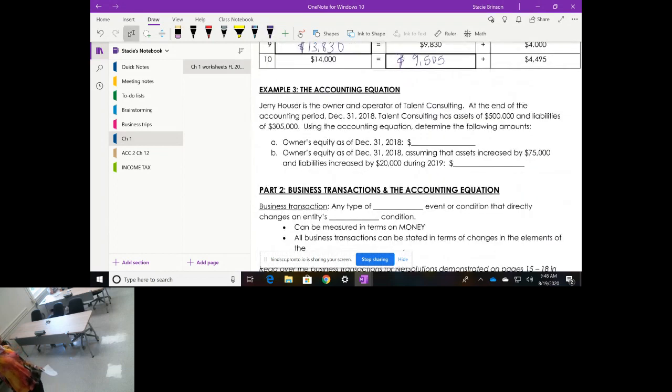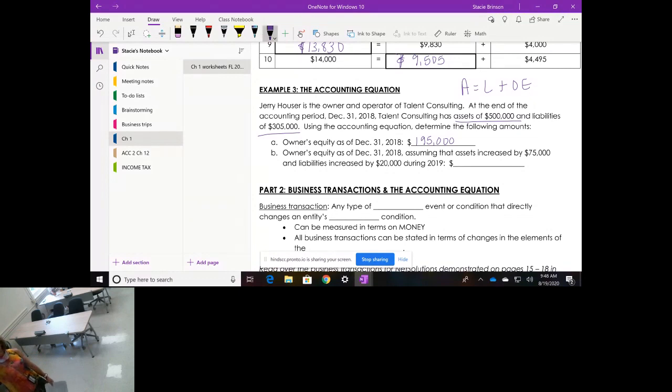Okay, this is a different kind of question, same method of finding the answer. Jerry Hauser is the owner and operator of Talent Consulting. At the end of the accounting period, December 31/18, he has assets of 500,000, liabilities of 305. So using your accounting equation, which is assets equals liabilities plus owner's equity, how much is his equity for that first one? 195. Everybody know how to get that? Just take the difference.